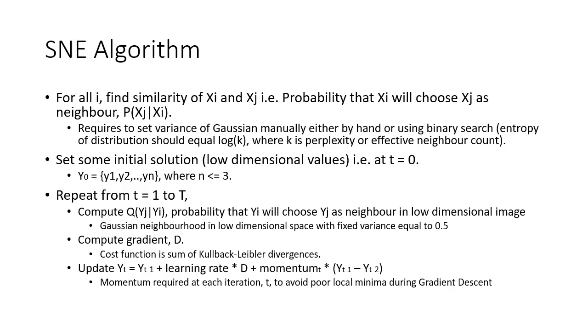So for that we require a cost function. So the cost function is the sum of Kullback-Leibler divergences. Then we update this initial solution using this equation here, and the momentum here is basically required in order to avoid the poor local minima during gradient descent.